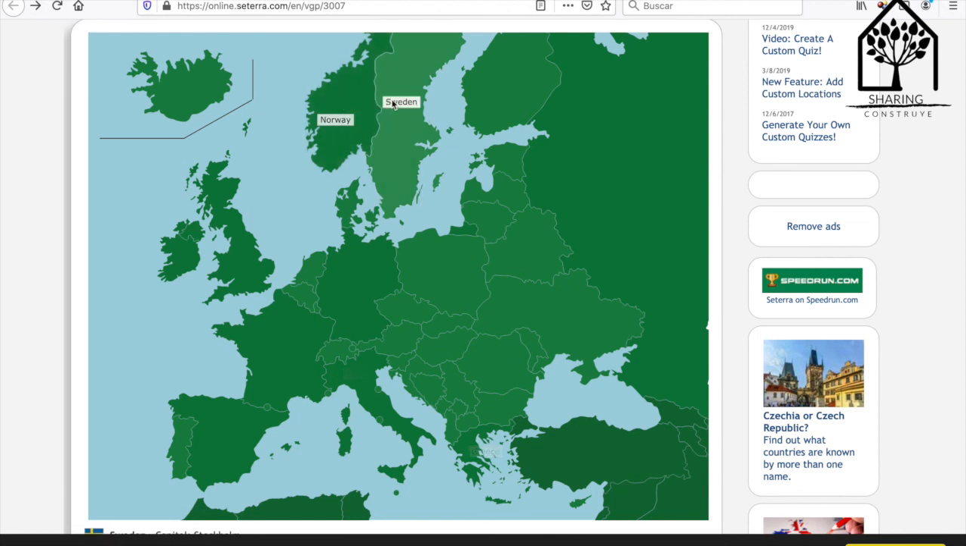Norway, Sweden, Finland, Denmark. Algunos de estos tal vez no los conozcan, veamos en español. Noruega, Suecia, Finlandia, Dinamarca.